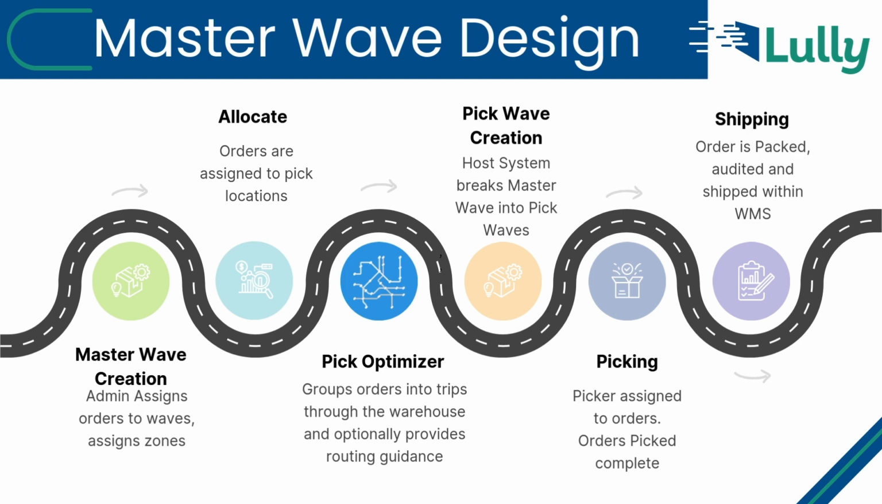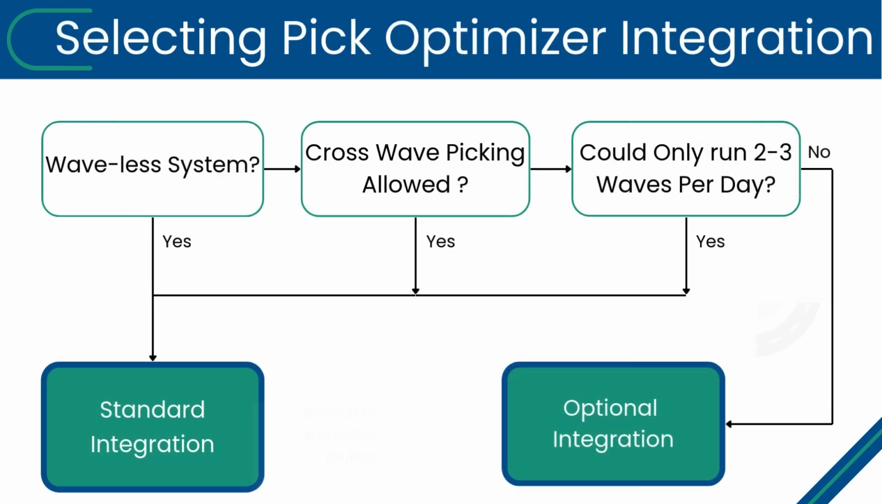This approach is most commonly applied when orders from different waves aren't allowed to be picked together within the warehouse management system. Here is a simple way to think about your implementation approach. If your system is waveless, or allows cross-wave picking, or if you could manage with only creating 2 to 3 waves per day, you're likely a good candidate for a standard integration approach. Otherwise, we could consider an alternative integration pattern.